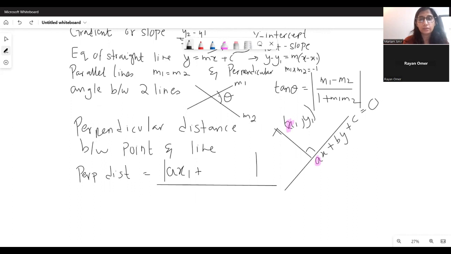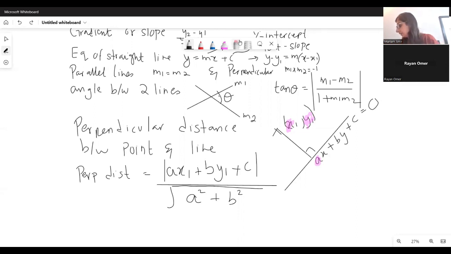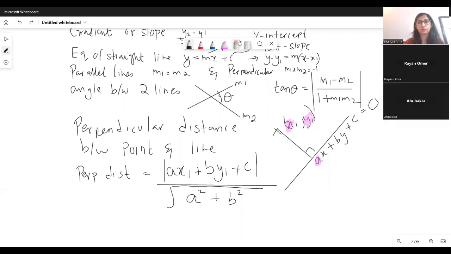Plus, then you write the coefficient of y, b, and instead of y, you write y1. And y1 was this value here. All right, and plus c is the constant. So this goes in the numerator, and the denominator is simply the square root of a squared plus b squared. So a is the coefficient of x, b is the coefficient of y. You square them, add them, and then you take the square root. Let me just quickly confirm. Yes, that is it.